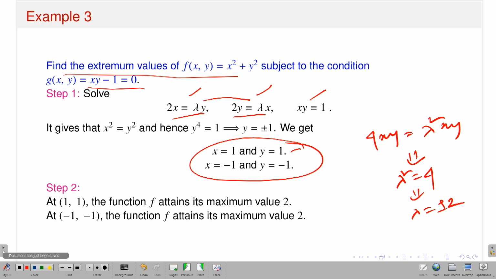Because you have lambda is equal to plus minus 2. If you put lambda is equal to 2 here, that means 2x is equal to 2y. That means both things, that x and y have to be the same, right? So therefore, x is equal to 1, y is equal to 1. That will come because of this fact, and similarly you have these possibilities.